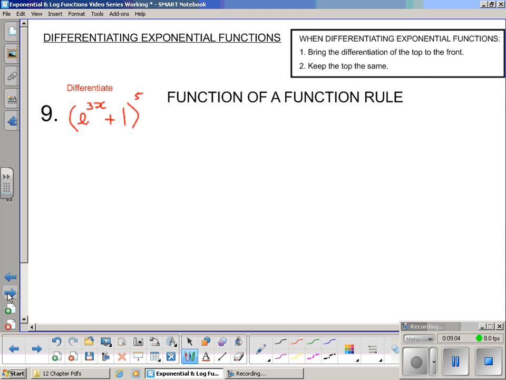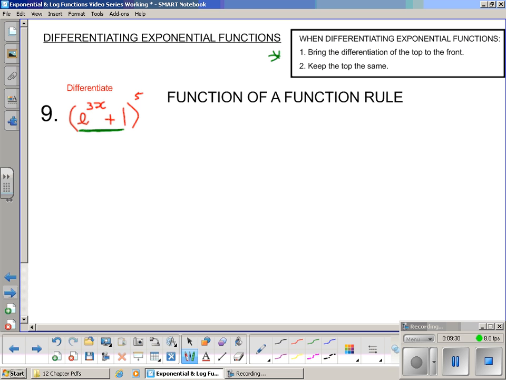Okay, now this one is a function of a function rule, because we've got an expression in the brackets here, all to the power of 5. Now, we'll follow our instincts for our rules up here, but we might have to add a rule as well when we remember the function of a function rule for differentiating exponential functions.